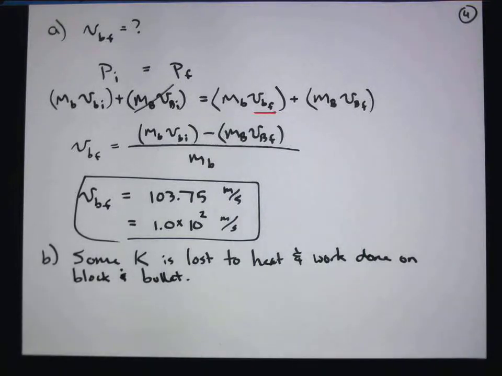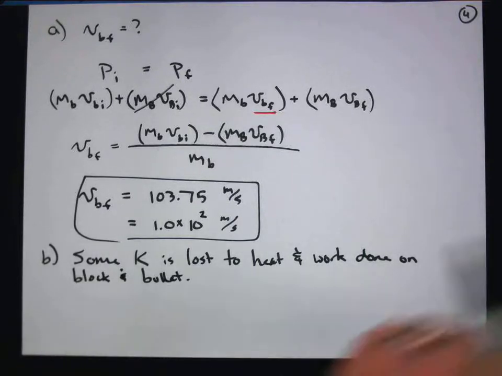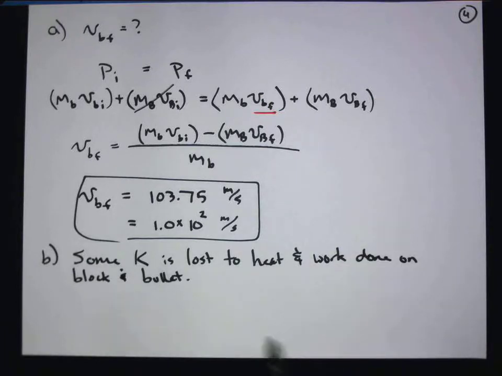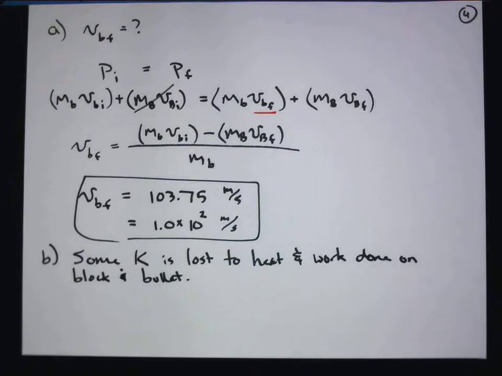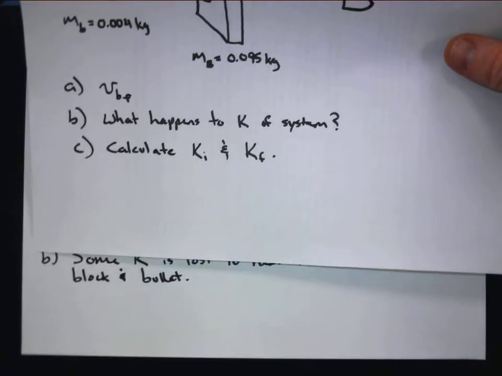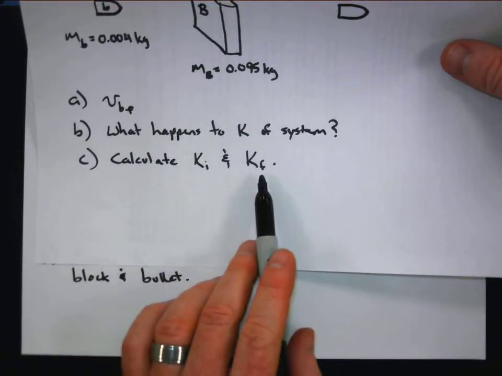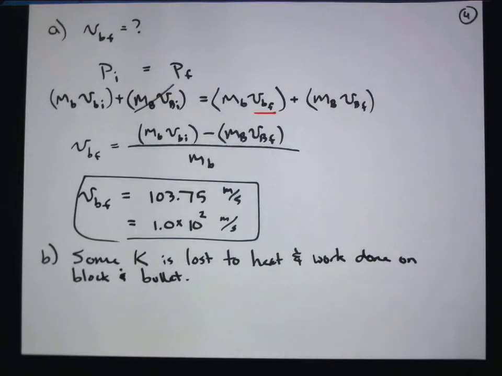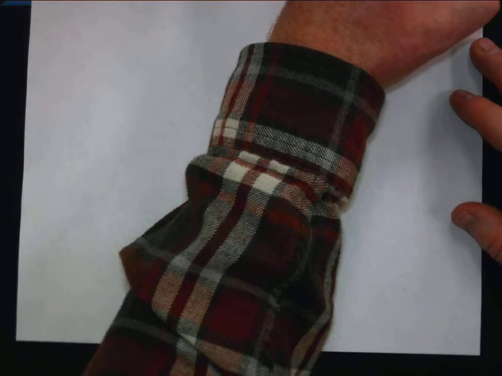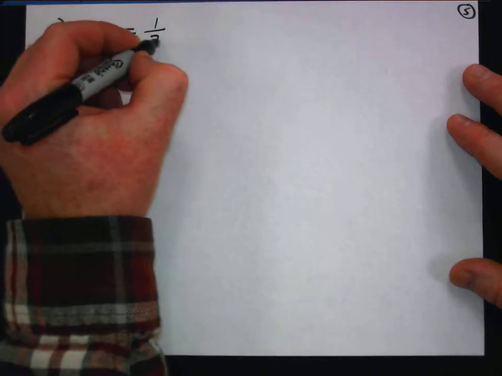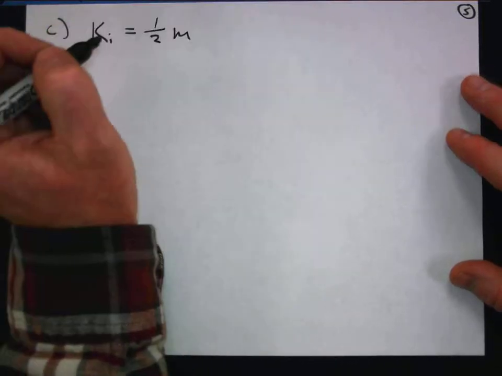There you go. Now the final task that we have is to calculate the initial and final kinetic energies of the system. So that should not be terribly difficult. So part C. Let's find the initial kinetic energy. Well, the equation is very straightforward, 1/2 mv squared. What mass will we use?